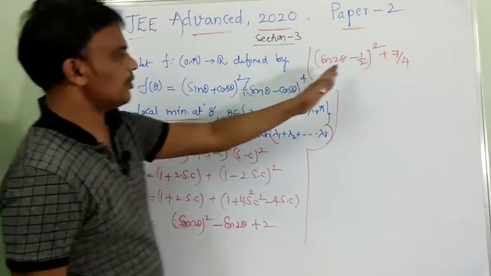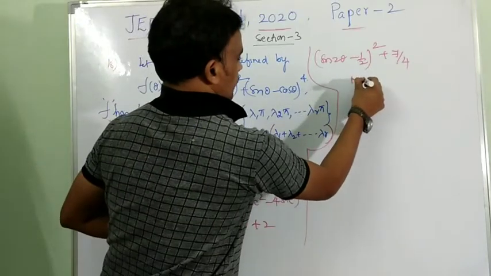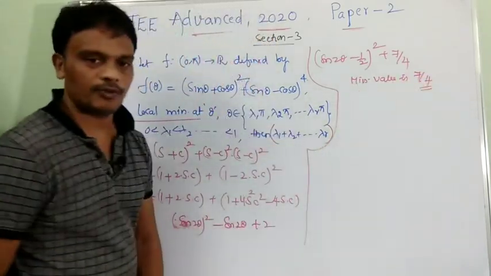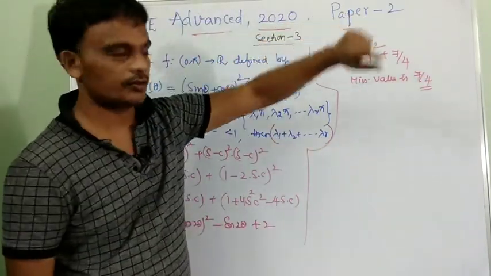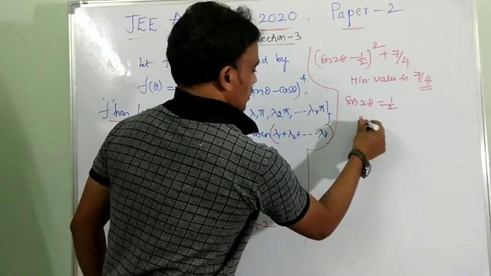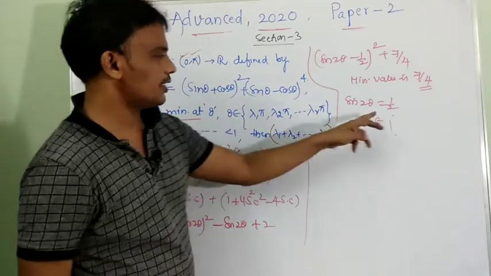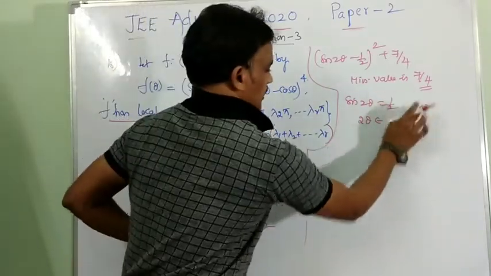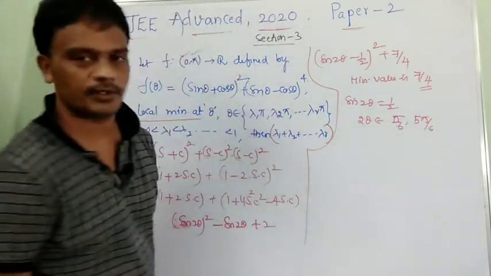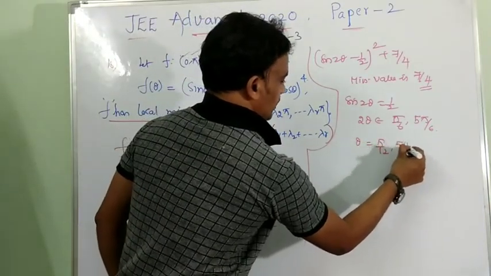Can you see this one? It has a minimum value. Something whole square is always greater than or equal to 0, plus 7 by 4. So the minimum value is 7 by 4, when this term becomes 0. That is, sin 2 theta equals 1 by 2. Then 2 theta belongs to, in the interval 0 to pi, when the sine value becomes 1 by 2, which is 30 degrees, pi by 6, and 150 degrees, which is 5 pi by 6, right? Then theta equals pi by 12 and 5 pi by 12.